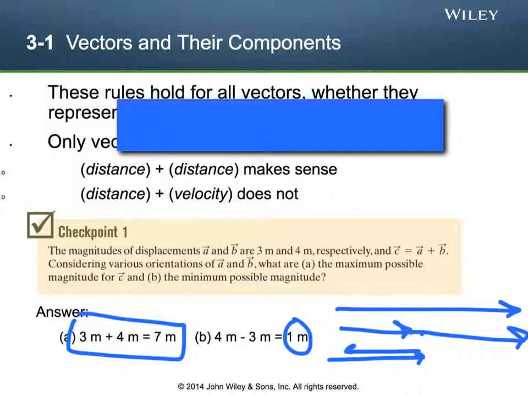Now you may be asking, why couldn't we just have 3 minus 4 to give us a negative 1? Well, remember, that negative there is telling us the direction. So the magnitude of this vector is still just 1, it just has the opposite direction as this vector here.